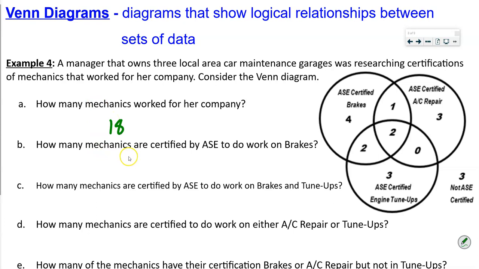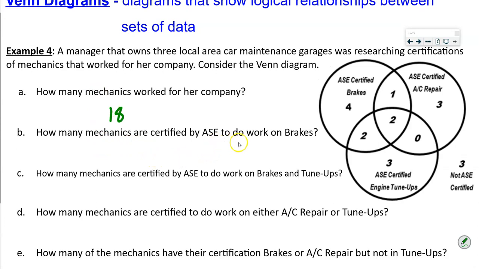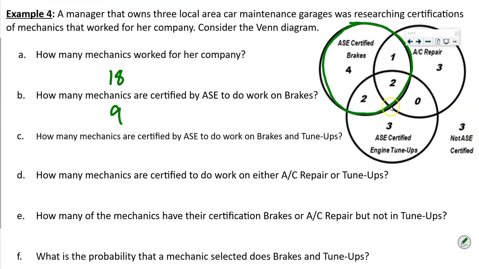Then it says how many mechanics are certified by ASE to do work on brakes. So where's our brakes title? Right here, brakes. Okay, so what we're going to do is look at this whole circle right here for brakes. This is our circle for brakes. So it's looking to me like 4 and 1 is 5, plus 2 is 7, plus 2 is another 9, right? So that's 9.